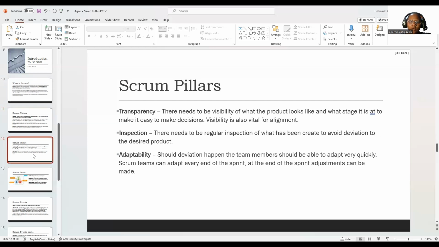And there are also the Scrum pillars, which are quite important in ensuring that the Scrum team becomes the best team. We have transparency, inspection, and adaptability. So everything that we do as a Scrum team needs to be visible to whoever is in the product team.